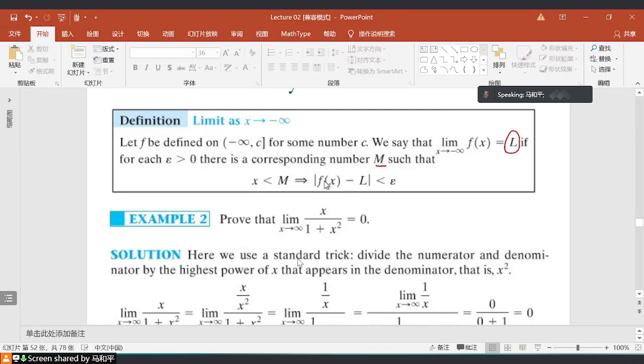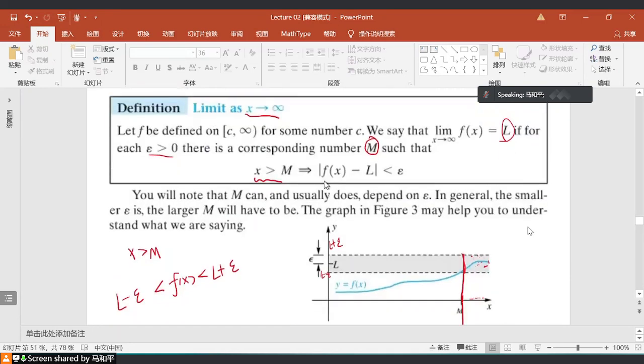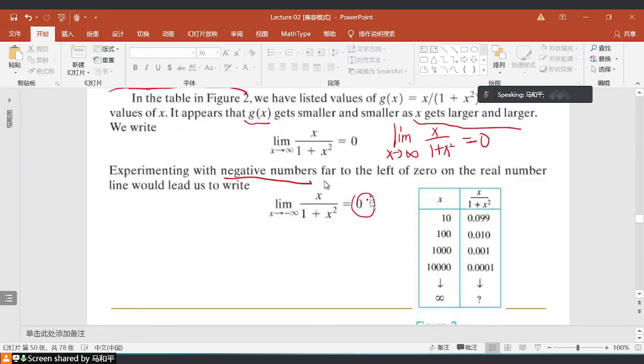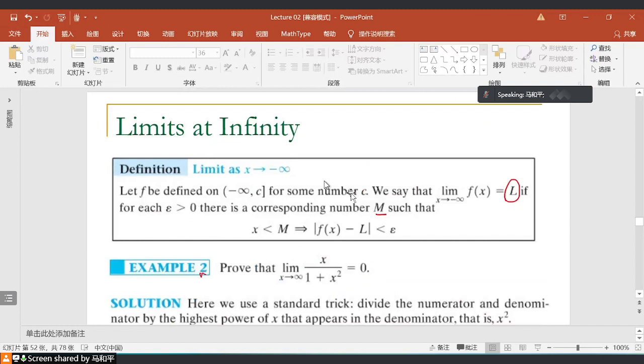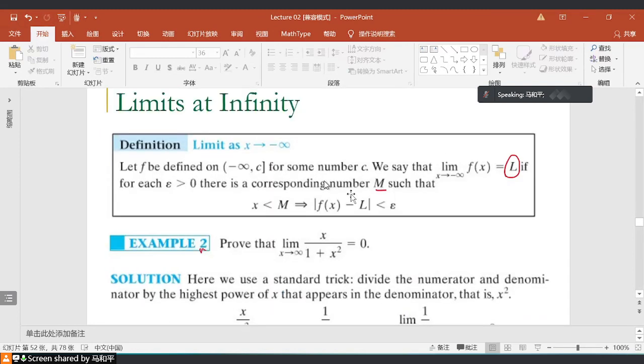After we know the definition of limits at infinity, we will give you some examples. Example 2: we want to prove that this limit is 0. At first, we just give some points. It appears that g(x) approaches 0. Here we should notice that x approaches infinity.